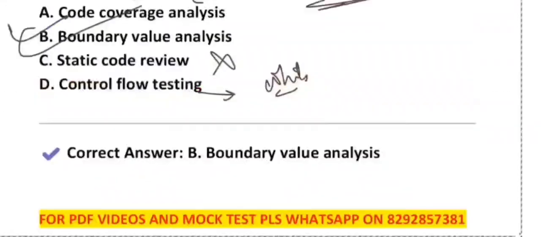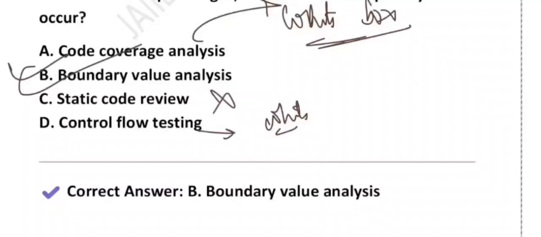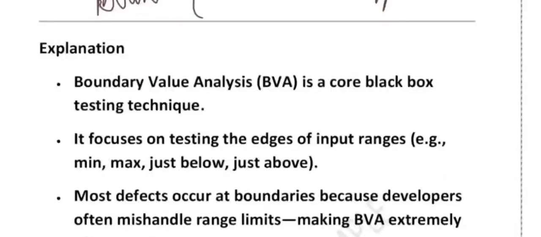Like I just told you, black box means no code is seen, focus on the input. It just means you cannot see the code, you just focus on the input. Boundary value analysis tests the minimum, maximum and just around them. And most bugs hide at the boundary, we know it very well. So BVA is a super effective technique. The other options are white box or code based, not black box.